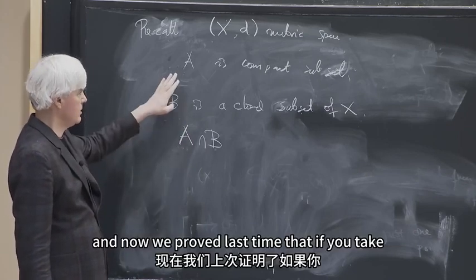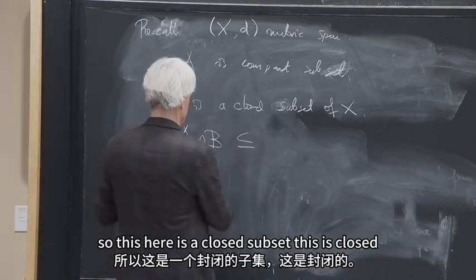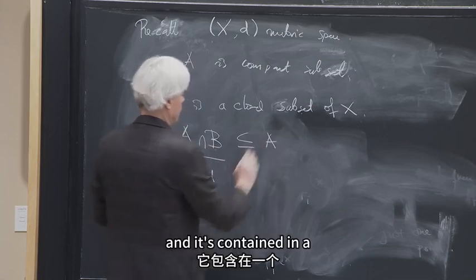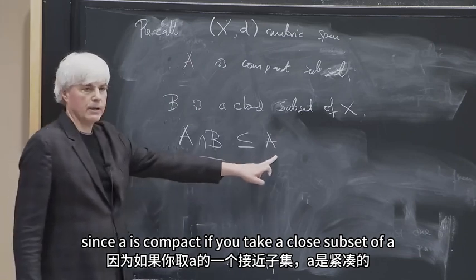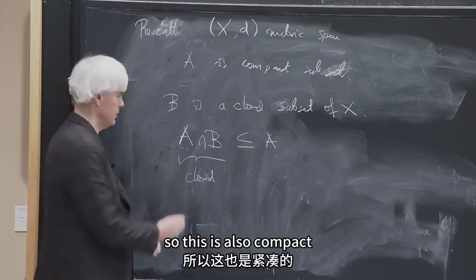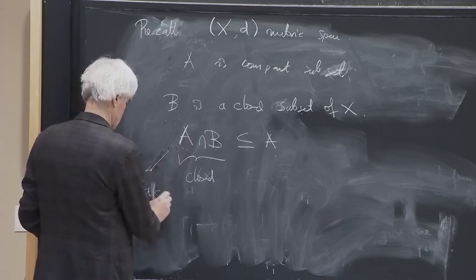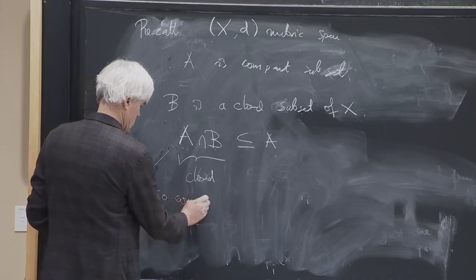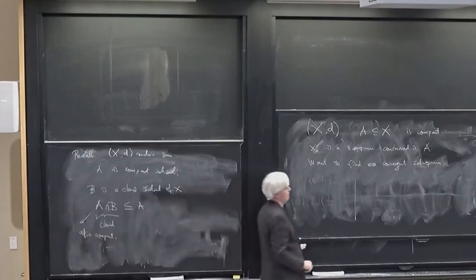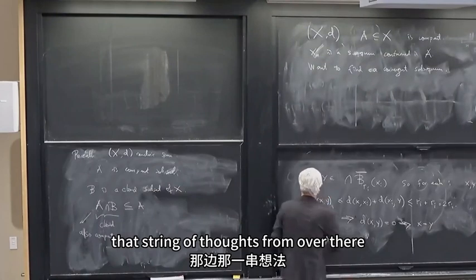And now we proved last time that if you take, so this here is a closed subset, and it's contained in A. Since A is compact, if you take a closed subset of A, then this here is also compact. So this is also compact. Okay. So now let's continue that string of thoughts from over there.